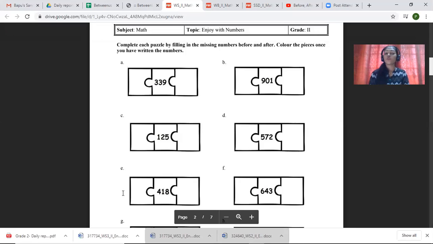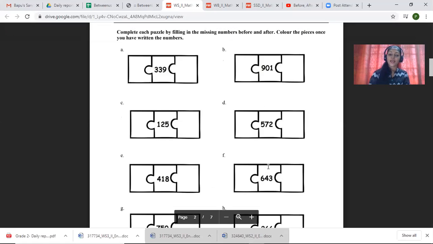Yes. Next one is 418. What comes before 418? 417. And what is the next number? What is after 418? How will you count? 418, 419. Good. Now next one is 643. What is the previous number?